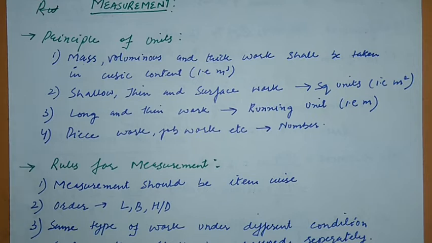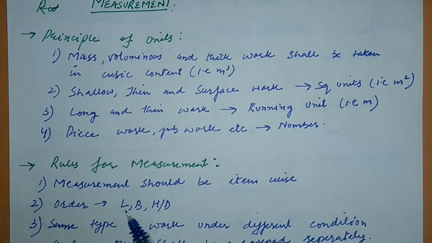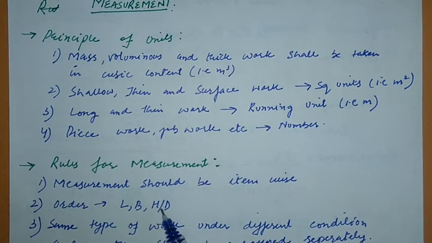Now, talking about some rules for the measurement. The first rule is that the measurement should be item wise for the finished item of work, and the nomenclature of each item shall be fully described so that the work involved is self-explanatory to us. This is the first rule of the measurement. The second is, whenever we are booking the dimensions, the order shall be in the sequence that first we should measure the length, then the breadth, and then the height or the depth. This is the sequence that we should follow.